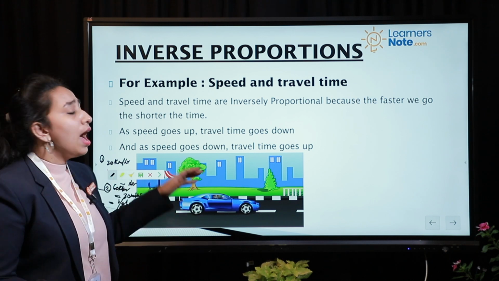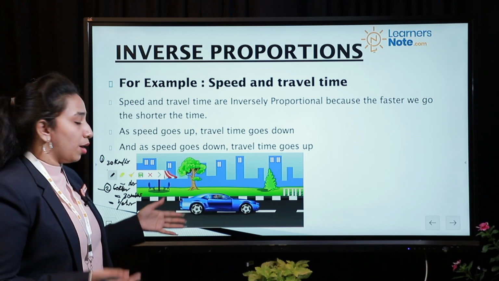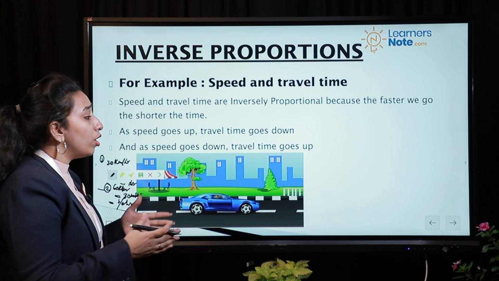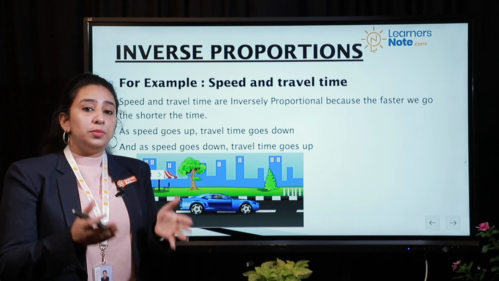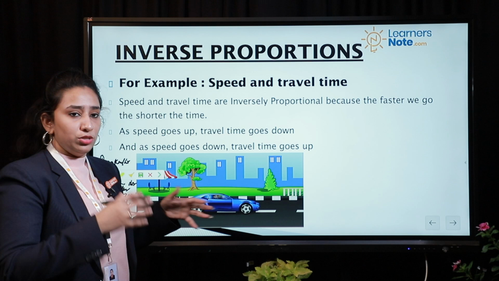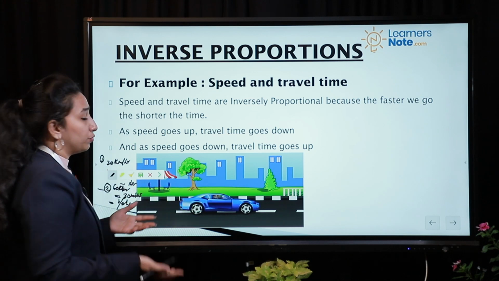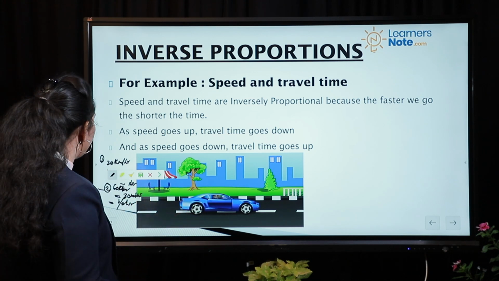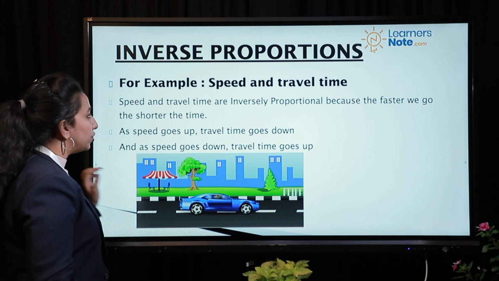So that is why I have given you this vehicle example, or the car example, where if you take more speed, that means you will reach that place in less time, and if you take more time, that means it will take less speed. So that's the kind of inverse proportion example which I wanted to give you. So I hope that it helped you.